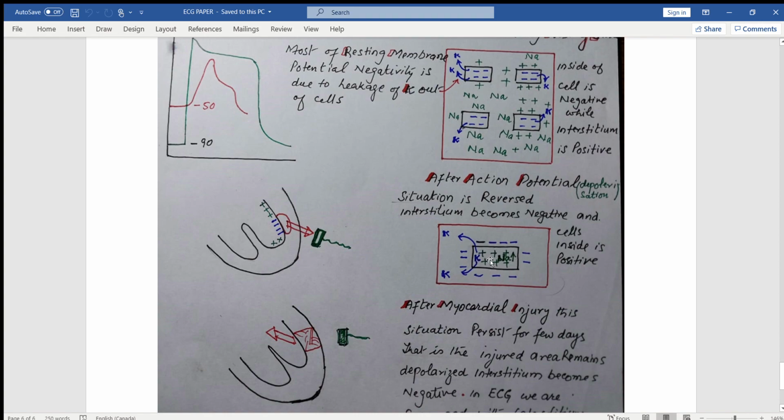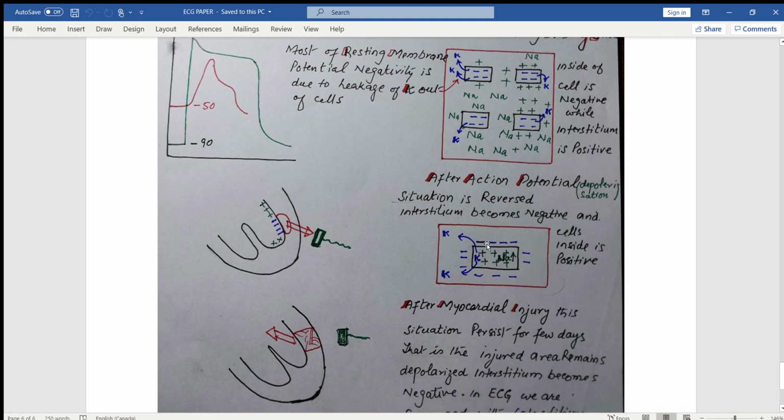When they are destroyed, the sodium remains trapped inside, so the cell inside becomes positive, the interstitium becomes negative, and potassium is more outside, although potassium inside is also present, but potassium is becoming more and more outside. Now this situation is normally present when the heart is depolarized, and it is also present whenever there is an injury or infarction.